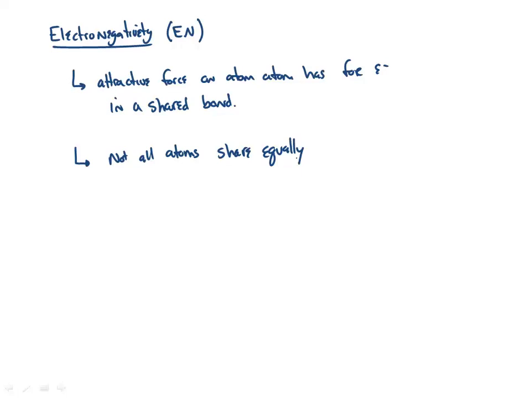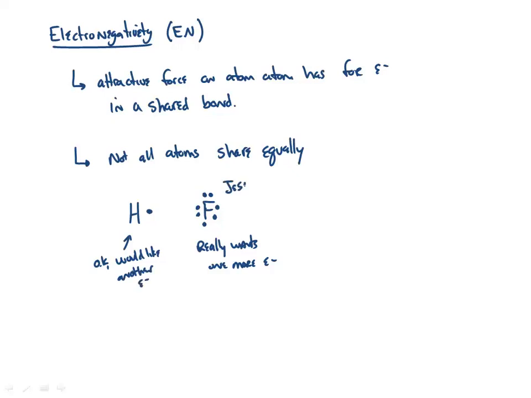So, just like Jess's brother is mean, some atoms don't necessarily want to share electrons equally. For instance, if I take a look at, say, hydrogen and fluorine, hydrogen has 1 valence electron, fluorine has 7. And so fluorine really wants 1 more electron. Hydrogen is okay and would like another electron. This is like Jess, who won't share. This is like her brother, who probably is a nice guy and really would share.